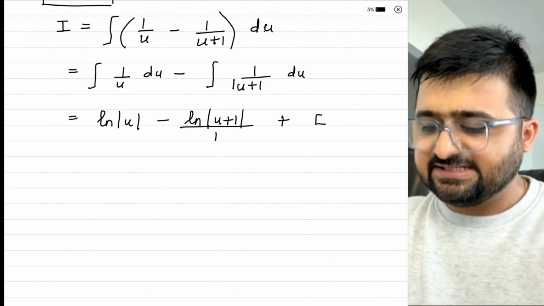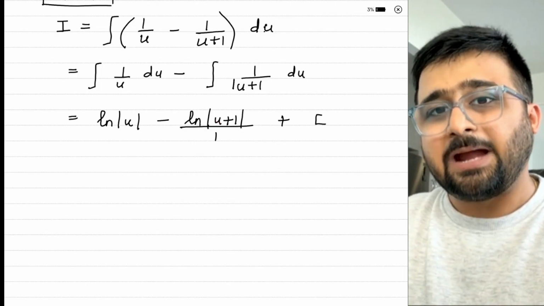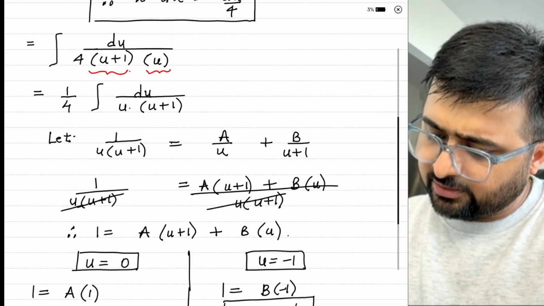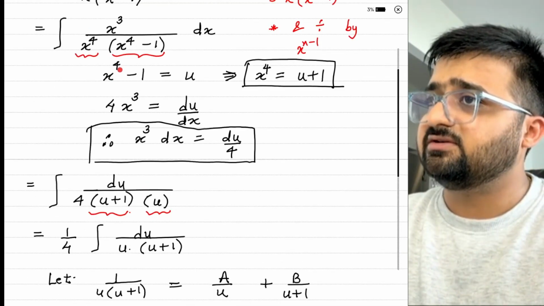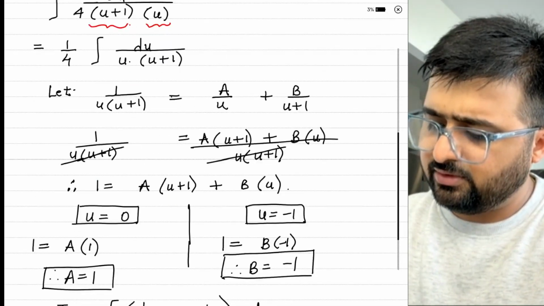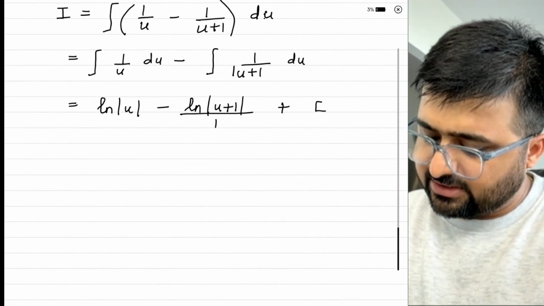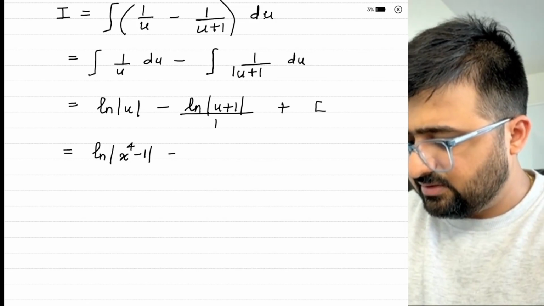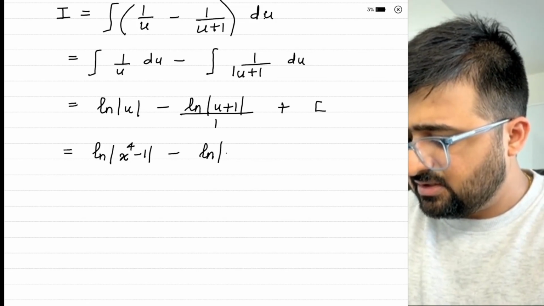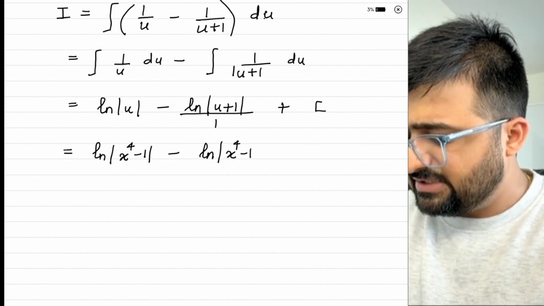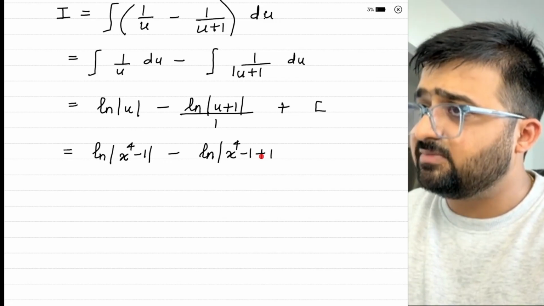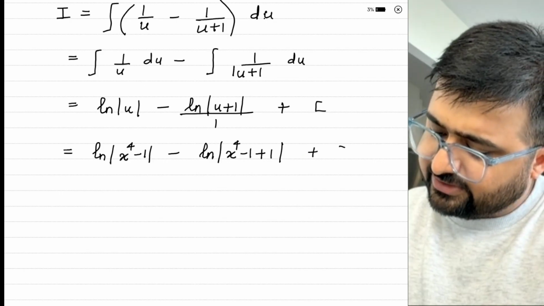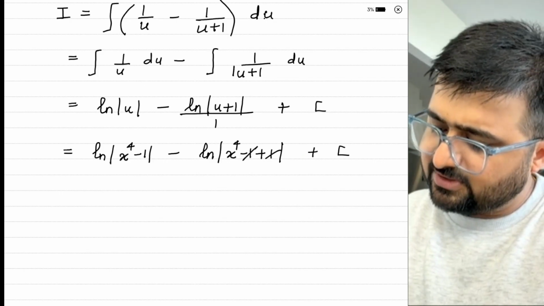Now what you can do is resubstitute the value of u and convert it back to the x world. We know the value of u was x to the power 4 minus 1. So let's resubstitute that. We have ln x to the power 4 minus 1 minus ln x to the power 4 minus 1 plus 1, because that plus 1 is already there over here, plus constant of integration. See, this minus 1 and plus 1 will get cancelled.